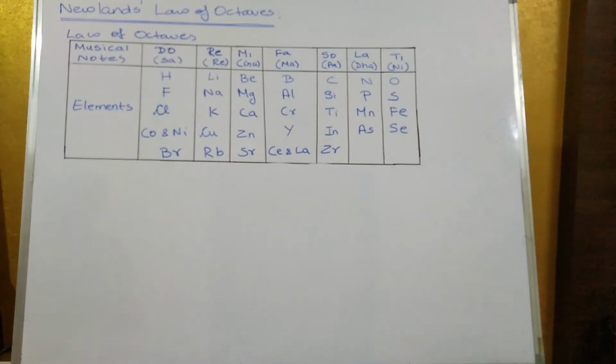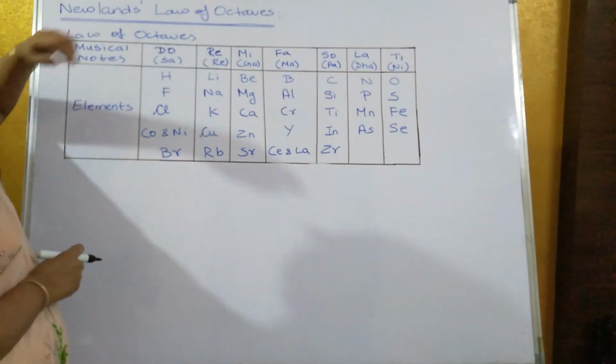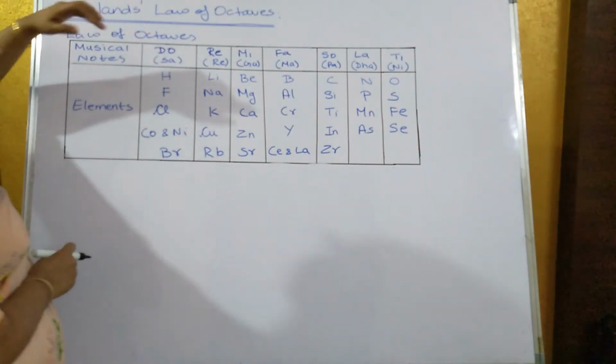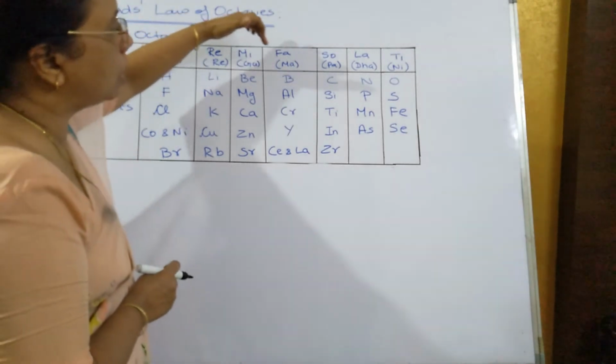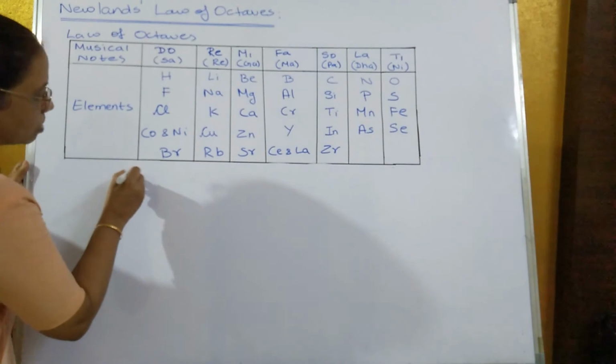Now what is the meaning of octaves in music? In Indian music there are 7 notes. What are they? Sa, re, ga, ma, pa, dha, ni. Collectively these are known as what? Saptak.